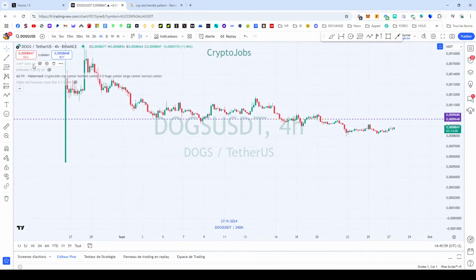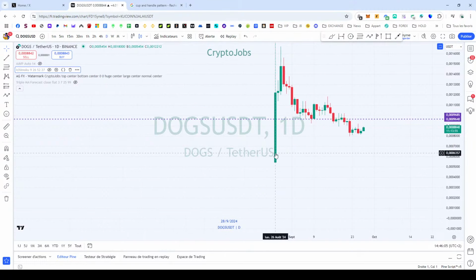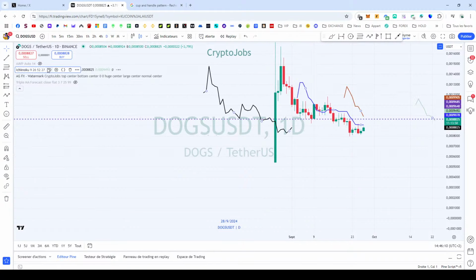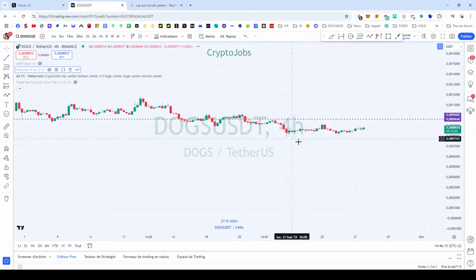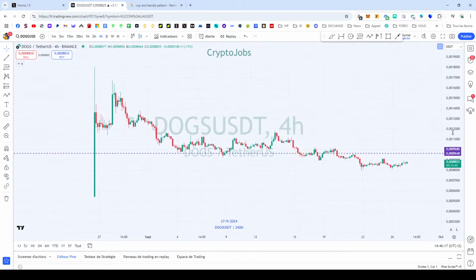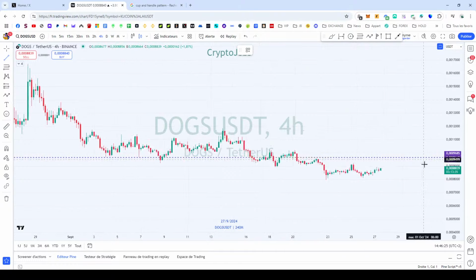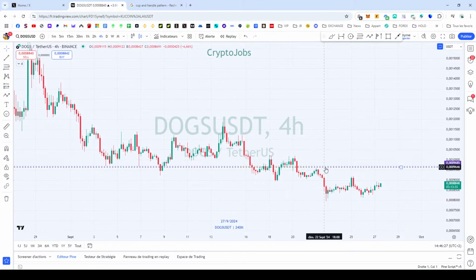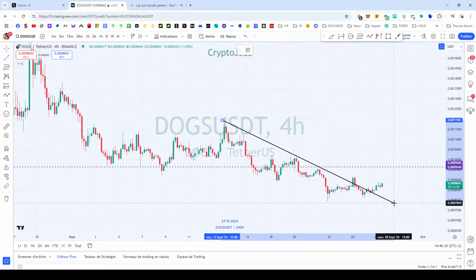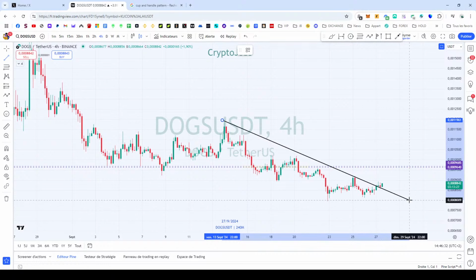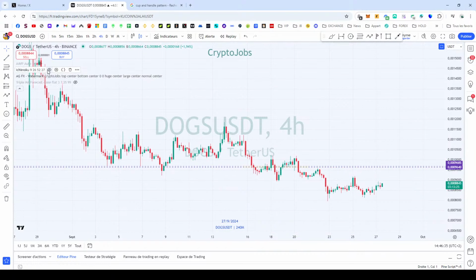So DOGS up. As you can see, it has been listed on many exchanges on the 26th of August. So we don't have enough data to move on the daily view. I will rather chart it on the H4 view, and if we have more data in the future, then you could increase to the daily. Okay, I can see that there is a good channel here.